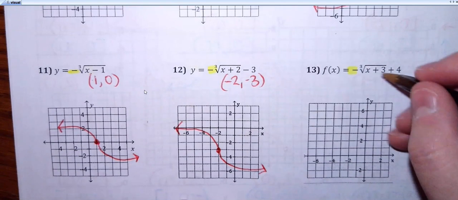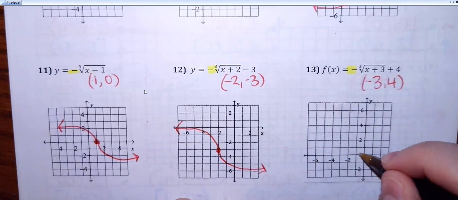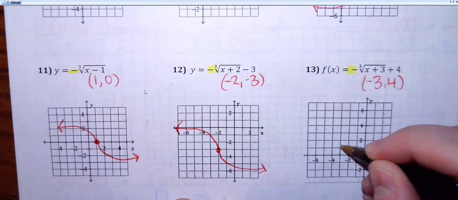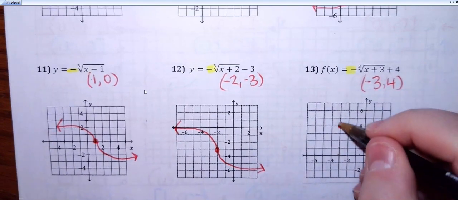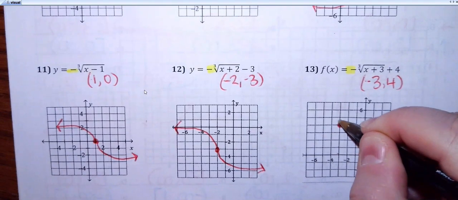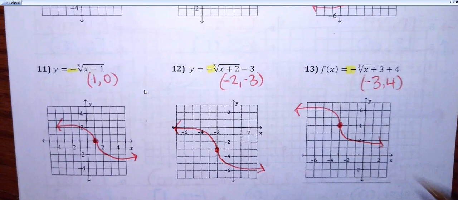And then I got one more here, opposite copy. So this is going to go left 3, up 1, 2, 3, 4. And then I'm just paying attention, this is negative. So negative cube root is going to go up and back to the left, and then go down forward to the right to get my sketch.